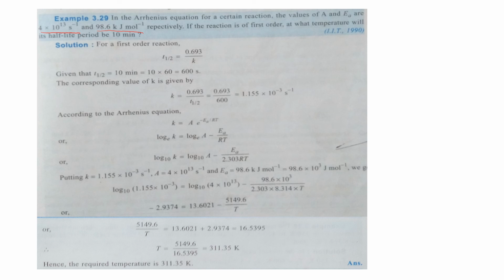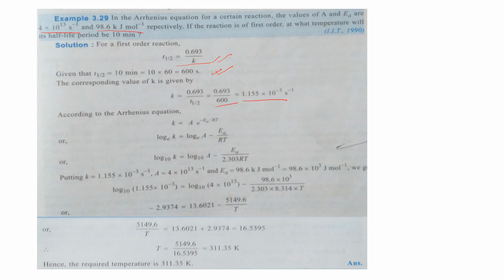So here they have changed it. T half is equal to 10 minutes, so 600 seconds. Now for a first order reaction, T half is equal to 0.693/K. So from here I can find out the value of K for the reaction. The corresponding value of K is 0.693/T half. Now T half is equal to 600, so it is coming to 1.155 × 10^-3 s^-1. Second minus 1 because it is a first order reaction.